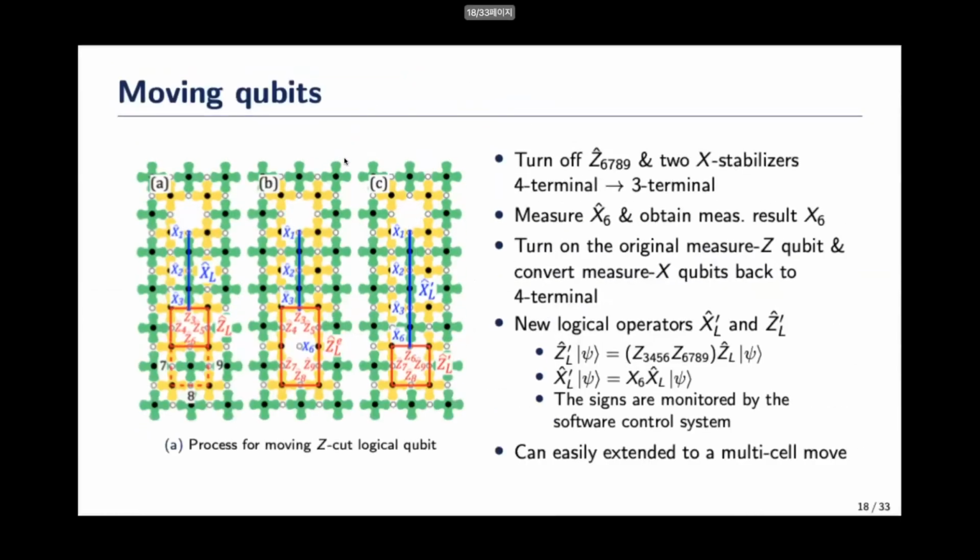What does it mean to turn off and turn on a terminal? Turning off means we don't stabilize that qubit in the next cycle. Cycle means the stabilizing process. We operate some operation and stabilize to the code space. Okay.